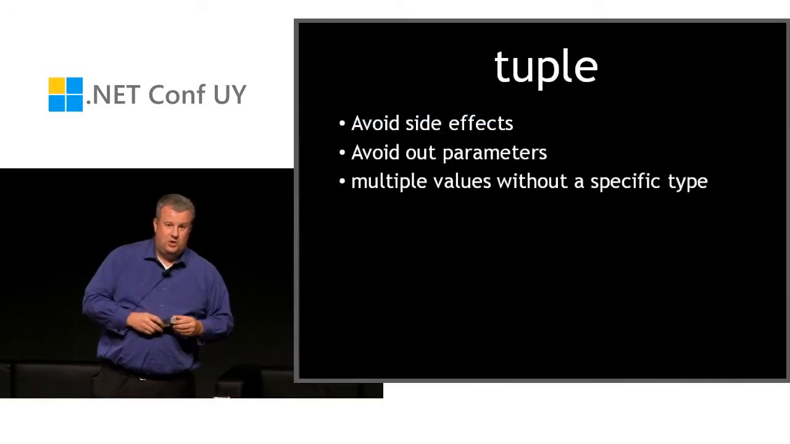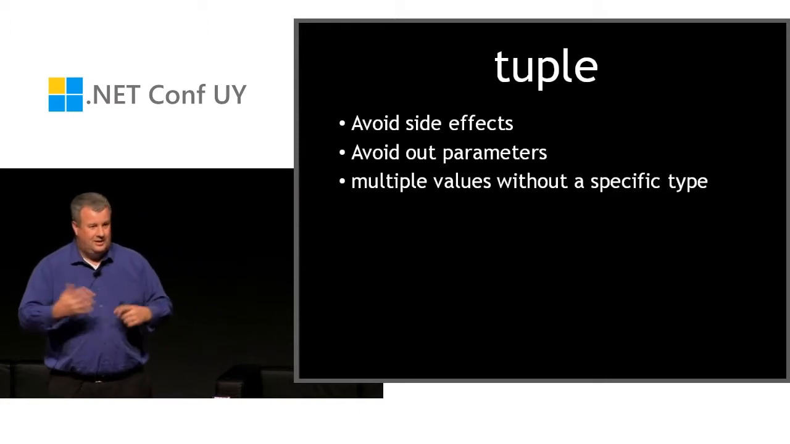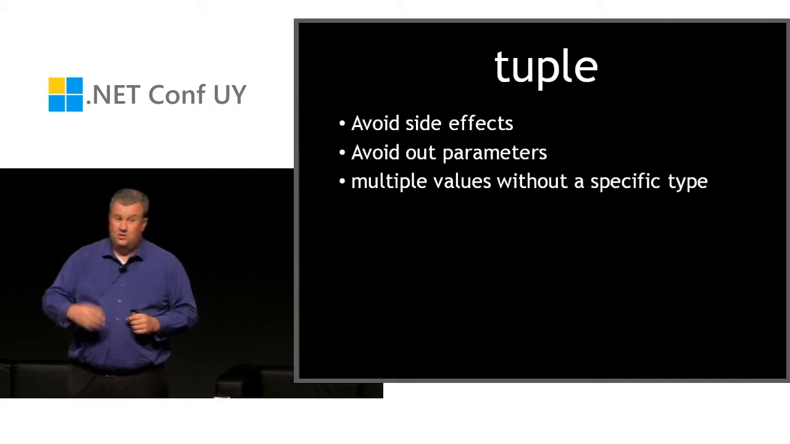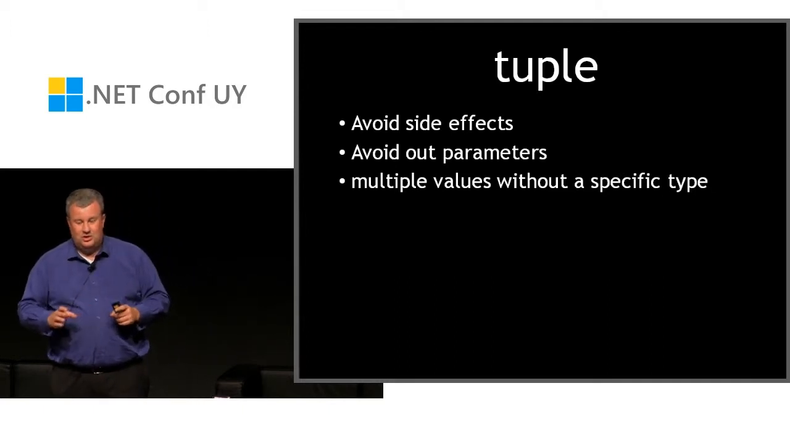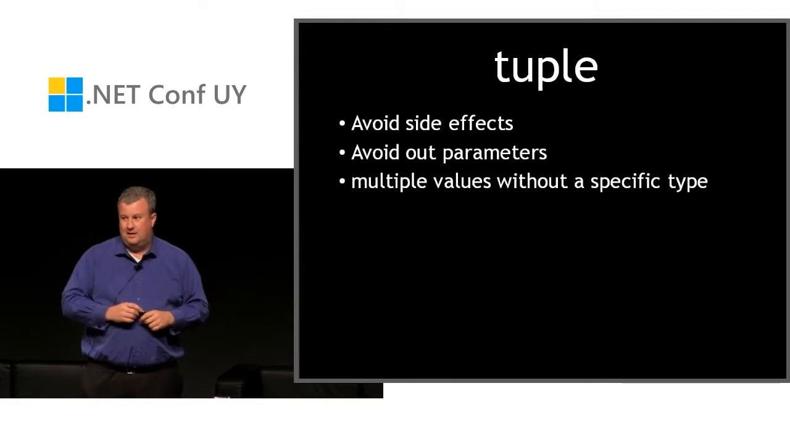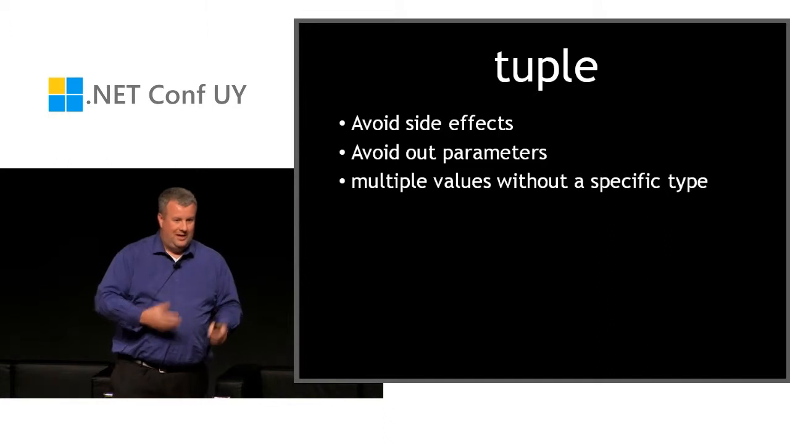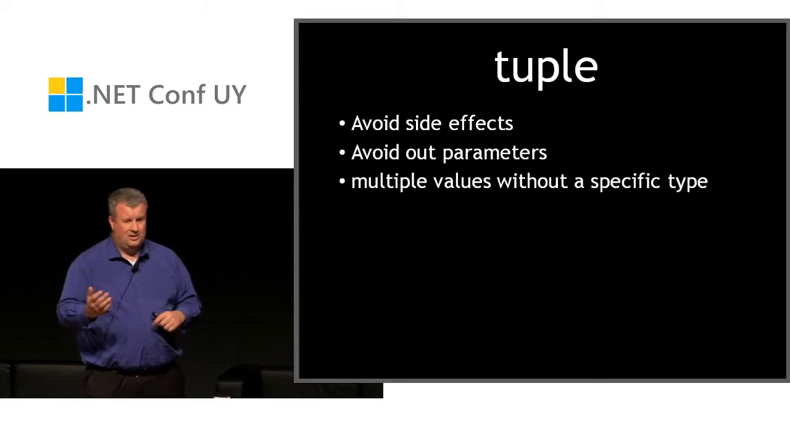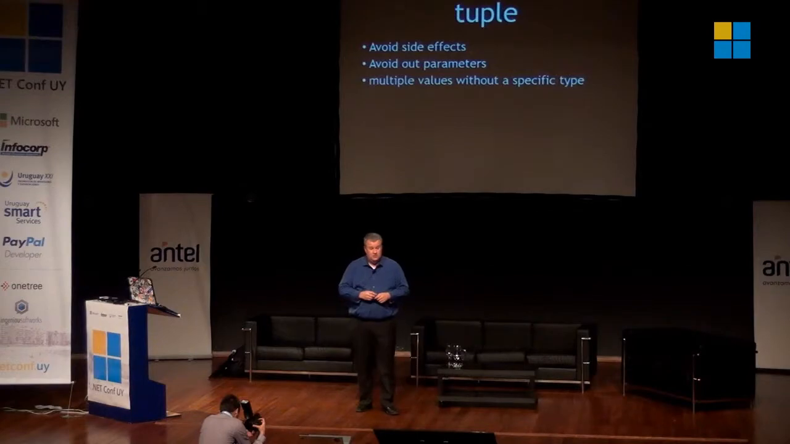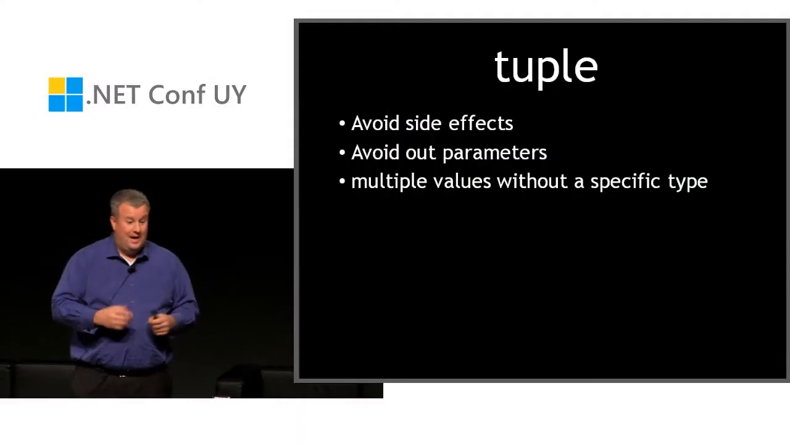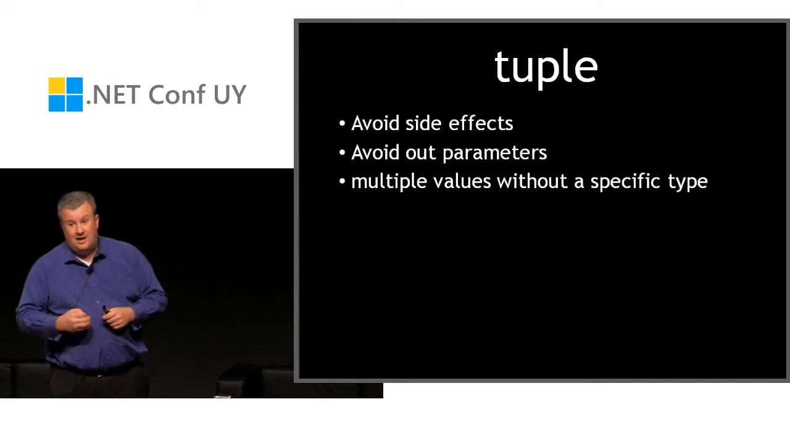So the benefits we get from tuples are we avoid these side effects, these unintended consequences. We avoid the use of out parameters. Out parameters in general are just a crazy idea. It allows us to send multiple return values back, but that's exactly what tuple does. We can make a tuple of customer and invoice and send those back instead of having customer and invoice being out values. And we can have all kinds of values coming back without having to specify a class structure.